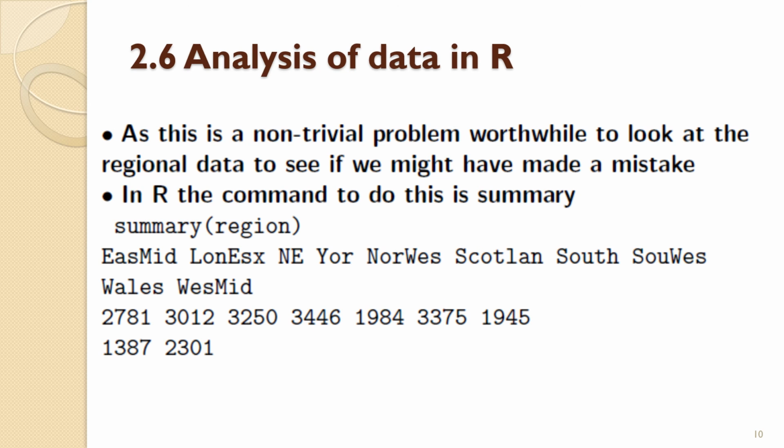As this is a non-trivial problem, it's worthwhile to look at the regional data just to see if you might have made a mistake. So again, in R, the command to do this is summary. If you just say here, summary of region, this gives you the labels and then the counts in each case. Okay, so this is in some sense completely trivial, but I think this is really relating to an important softer skill here: checking at each stage that you've not made a mistake.